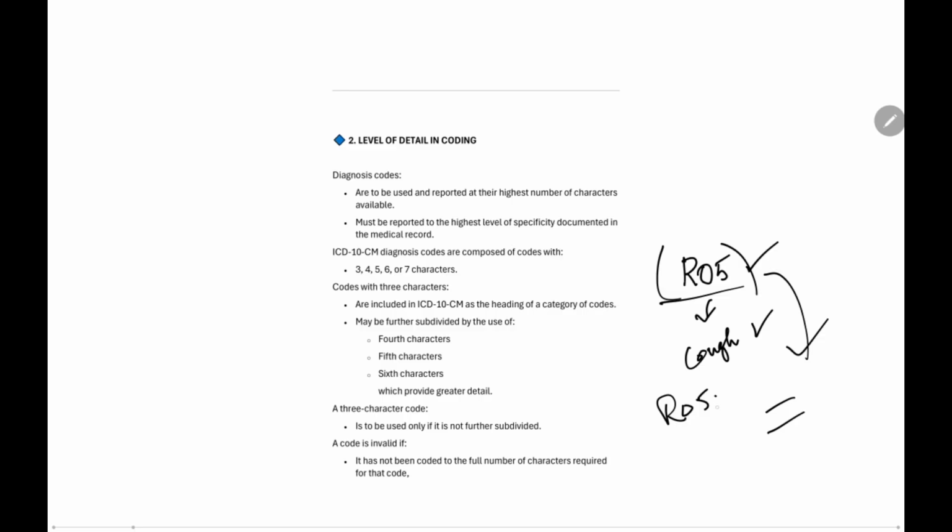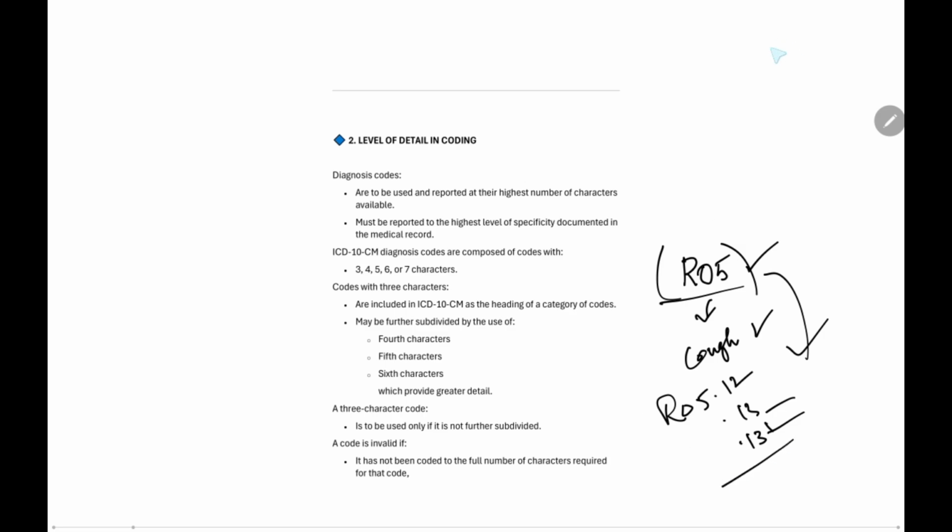Example, only a three character code. Give me any example if you know. R05. Only three characters. For what? This is the code for cough, right? So like this there will be some direct codes. But this is the main character code, and you may have cough with sputum, blood in the cough or something like this. I'm just giving the example randomly. So like this you will get R05, R05.1, R05.3 and so on. So like this it will be subdivided.